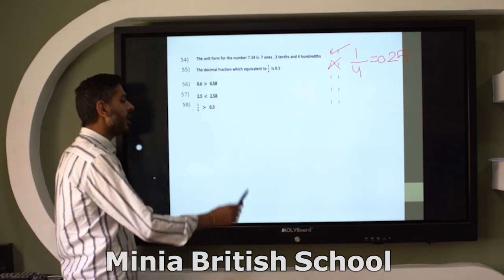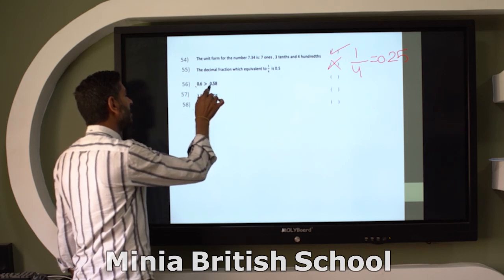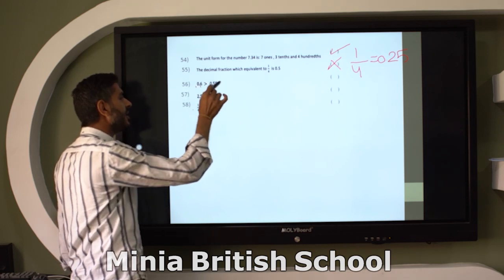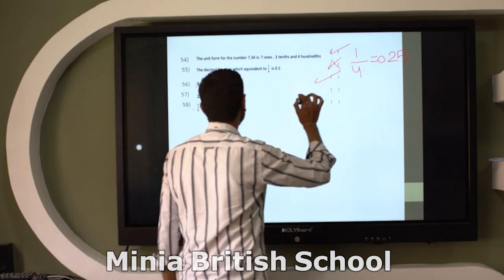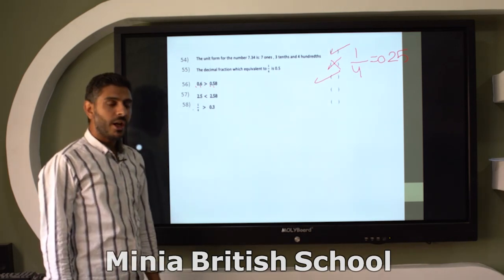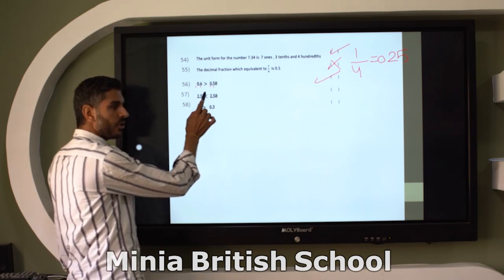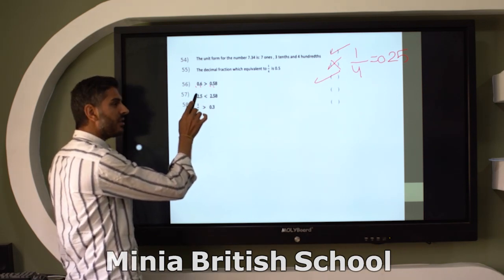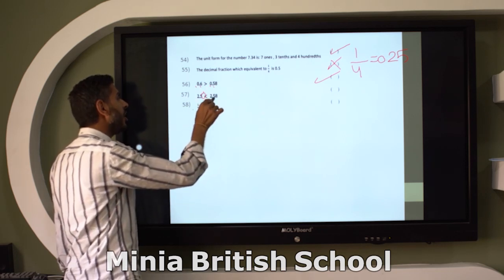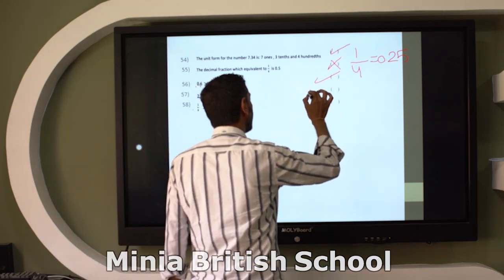0.58. Yes, right. Why? Because here in ones 0 and here in ones 0. And tenths here 6 and here 5. So 6 greater than 5, it's right. 2.5 less than 2.58. No, it's wrong. Here in ones 2 and in ones 2. In tenths 5 and 5. In hundredths here 0 and here 8. So it's greater than, yes, it's greater than.